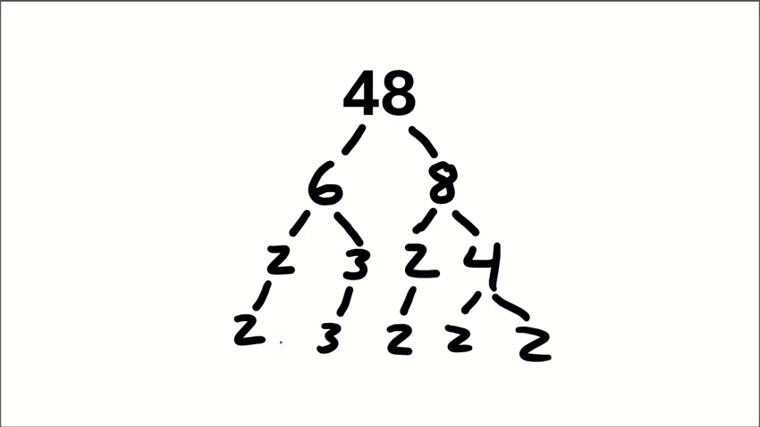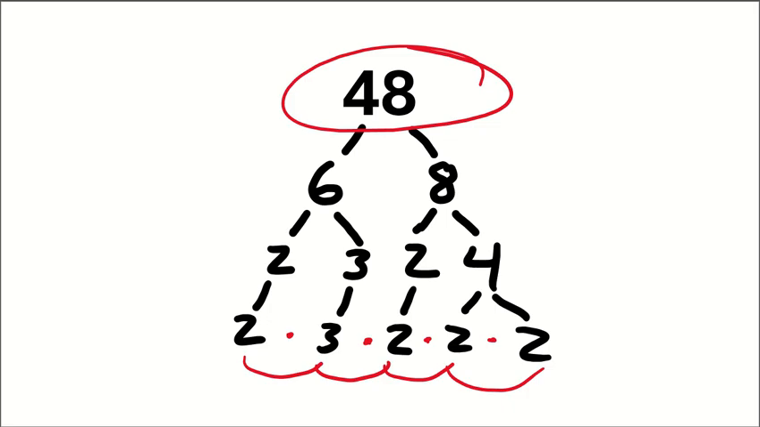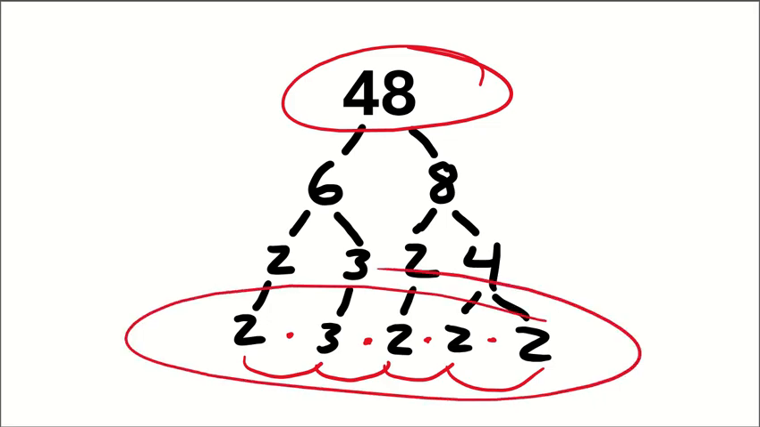Now let's double check this one. Make sure that everything multiplied together equals 48. 2 times 3 is 6. 6 times 2 is 12. 12 times 2 is 24. And 24 times 2 is 48. It works. We have the prime factorization of 48.